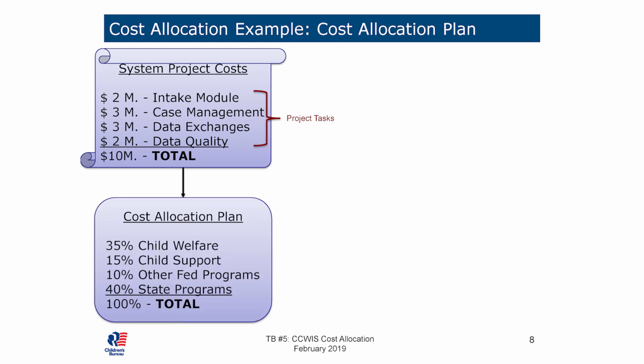In our sample budget, we are showing the cost of 4 project activities: the intake module, case management, the data exchanges, and data quality tasks. These activities and the estimated budget for your CCWIS project would have been reported in your APD. We are listing the cost of each module, which totals to $10 million. If this were a real project, we assume you would have many more tasks than these few 4 reported on your APD. Next slide, please.